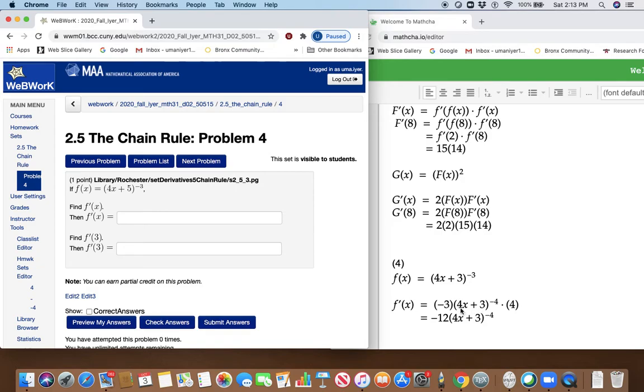Derivative of the object inside is simply 4. Alright. That 4 multiplies with this negative 3 to give me negative 12. So it is negative 12 times (4x plus 3) power, don't forget, because there are 2 characters here, use parentheses, negative 4. Alright. Now that's the derivative. You want the derivative evaluated at 3. So I need to replace x by 3. So 4 times 3 is 12.